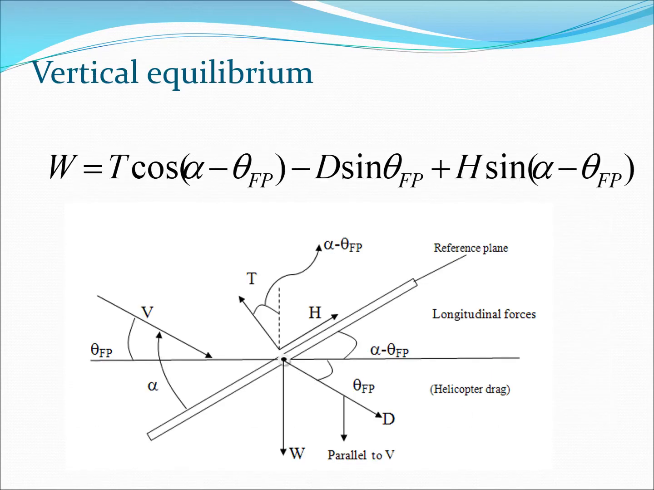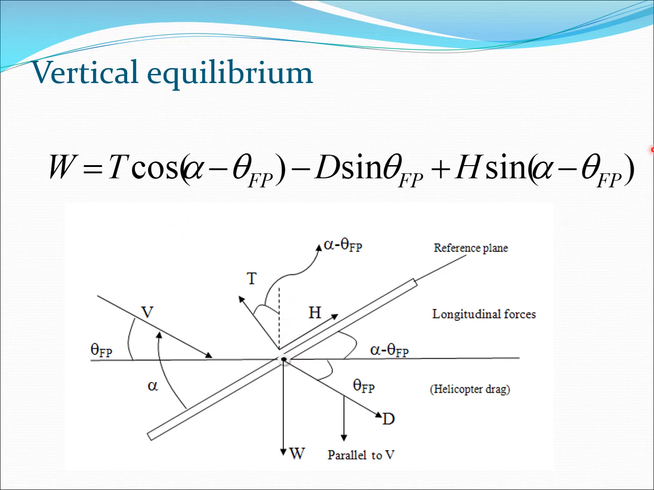So what we are going to do now is we are going to derive the equilibrium equations in some of these directions. So let's start with vertical equilibrium. So vertical equilibrium, we clearly see weight is acting downward. So this weight is going to be counterbalanced by, for example, the thrust. So there is a thrust into the cosine component of this angle here. That's this value. Then you have minus D into sine of this theta_FP. That's this value here. Plus H into the sine of this value here. So this is the projection in the vertical direction.